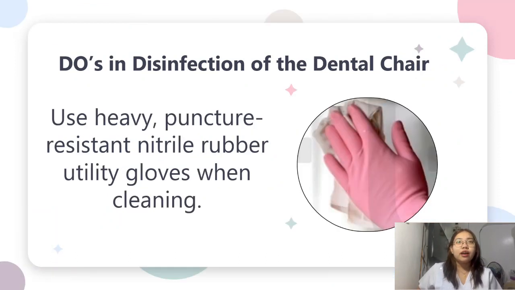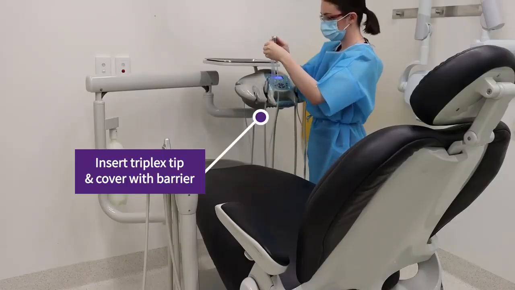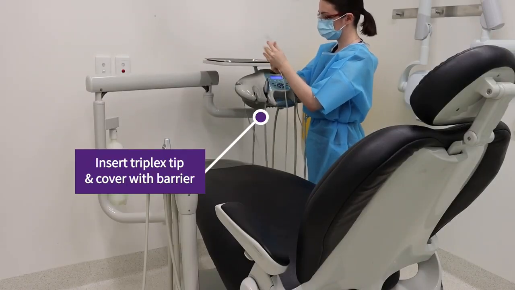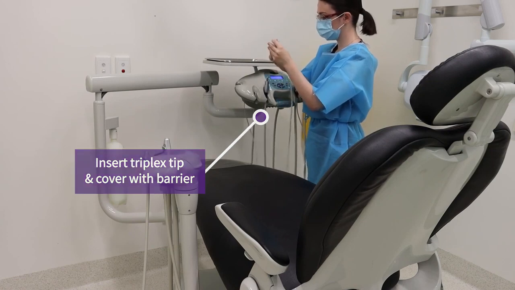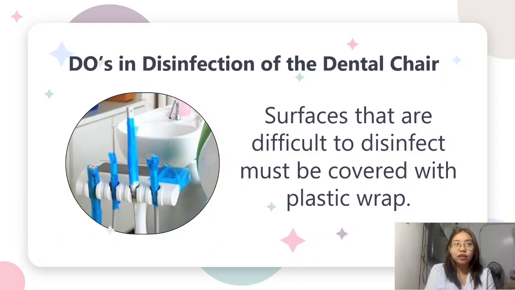Next, use heavy puncture-resistant nitrile rubber utility gloves when cleaning. Using the proper kind of gloves may prevent and reduce the chance of direct contamination of the hands. Surfaces that are difficult to disinfect must be covered with plastic wrap. Surfaces that are difficult to disinfect, such as chair buttons, control buttons on the air water syringe, switches on the unit, light handles, hose and handpiece, and air water syringe holders. It takes less time to replace a cover than to disinfect the uncovered surface between patients.